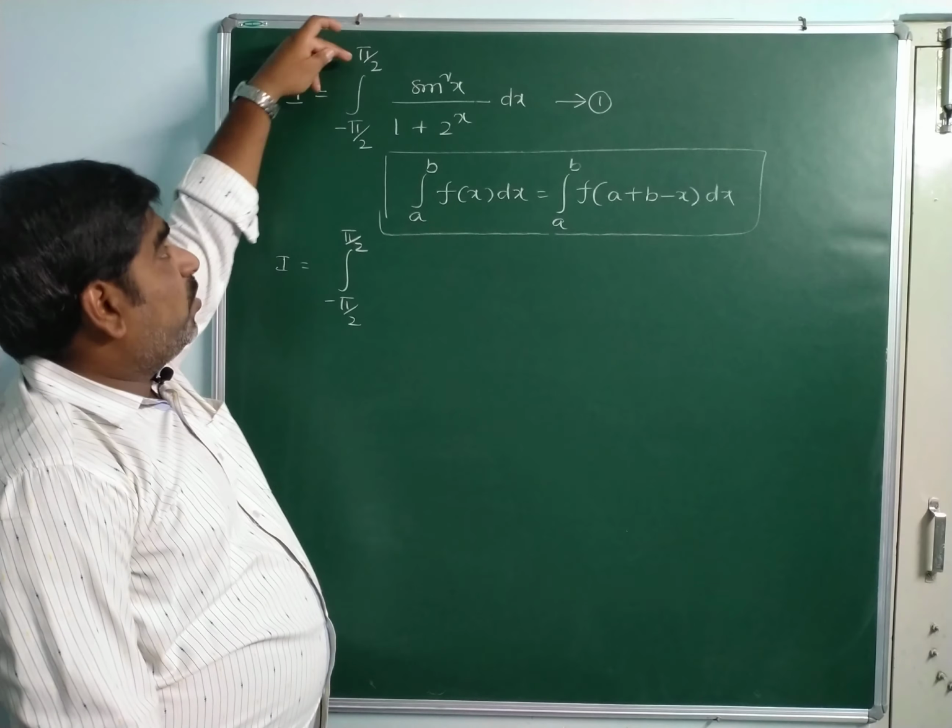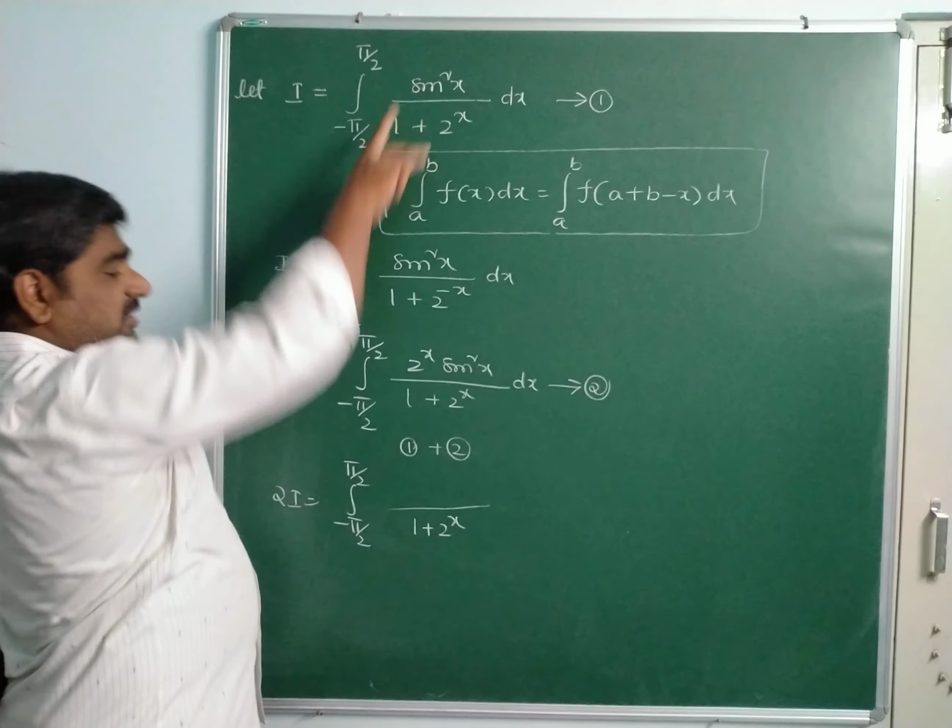So 2I. This is I and this is I. The limits are the same now, integral minus pi by 2 to plus pi by 2. Observe, what is the denominator in equation 1? 1 plus 2 to the power of x. In equation 2, the denominator is also 1 plus 2 power x.